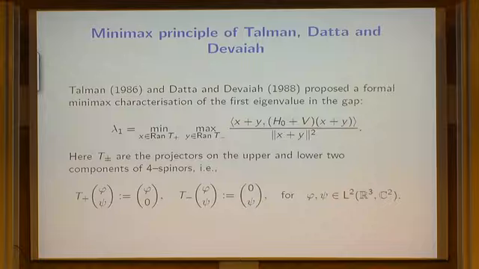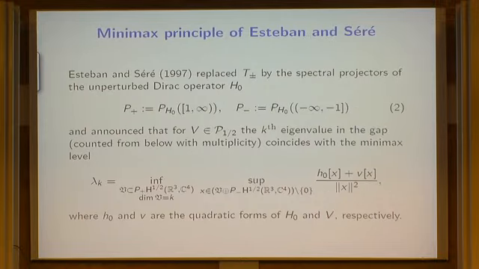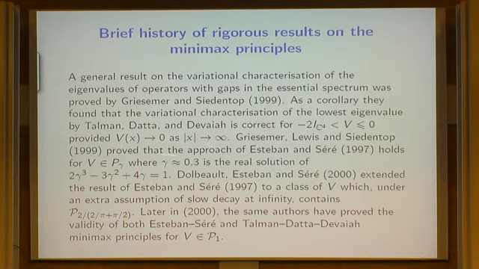Okay. But the generalization to lambda k is pretty straightforward if you know who. And then, so all the authors in this story, they try to prove the formula for lambda k also in the Tolman case.